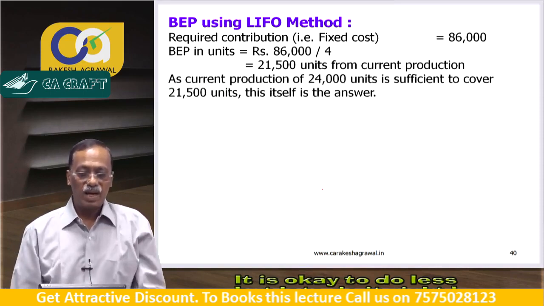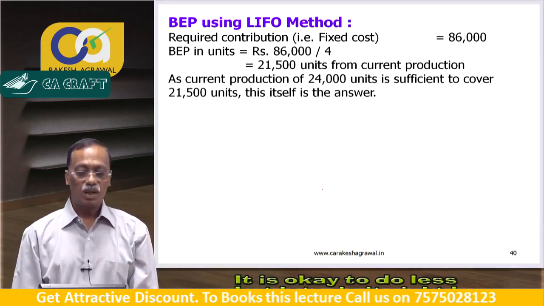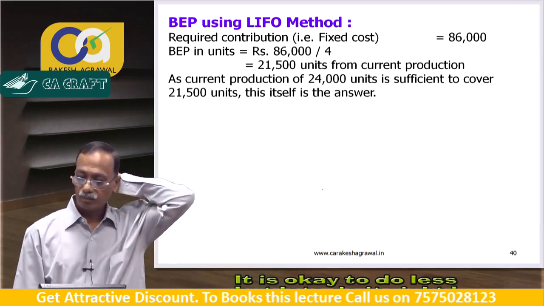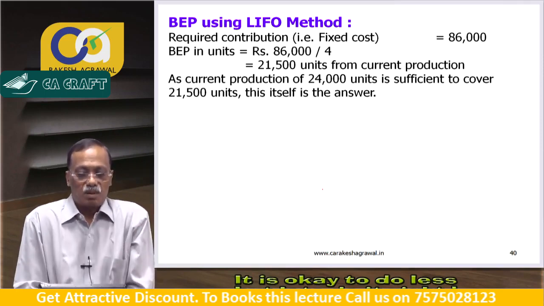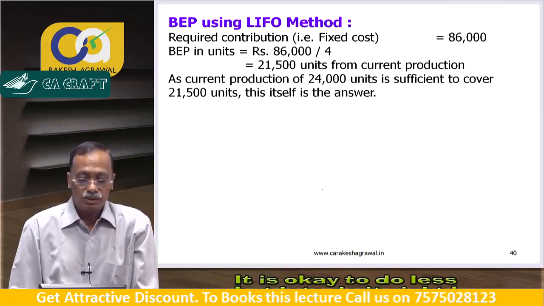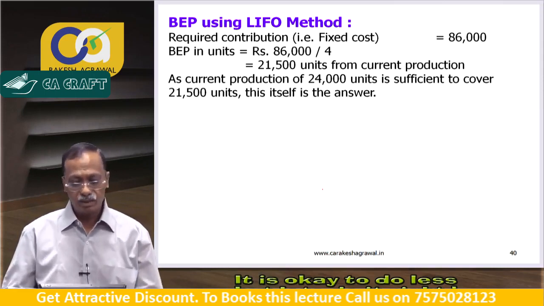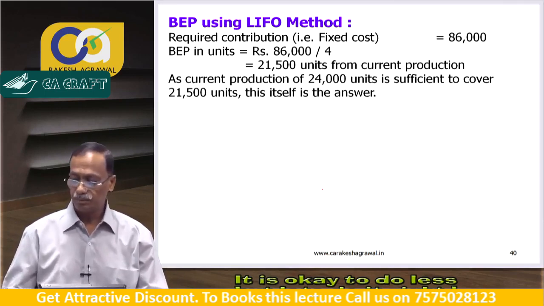Below you will write a sentence: as current production of 24,000 units is sufficient to cover 21,500 units, comma, this itself is the answer.